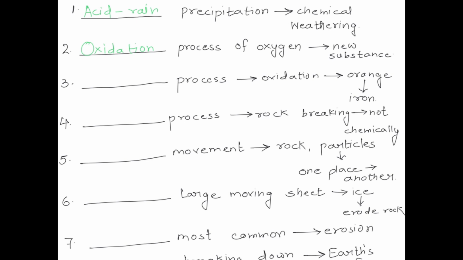Oxidation. Moving to the next, it's saying that the process that results from oxidation and produces an orange color seen on iron rocks.